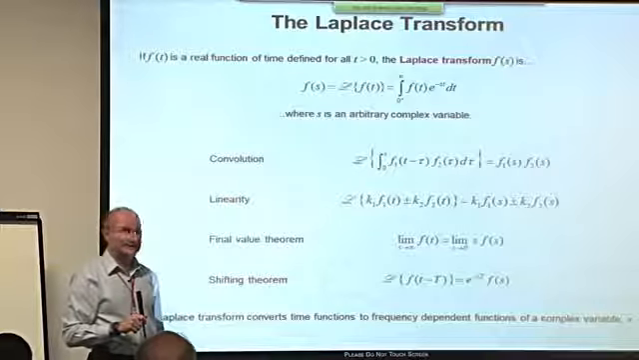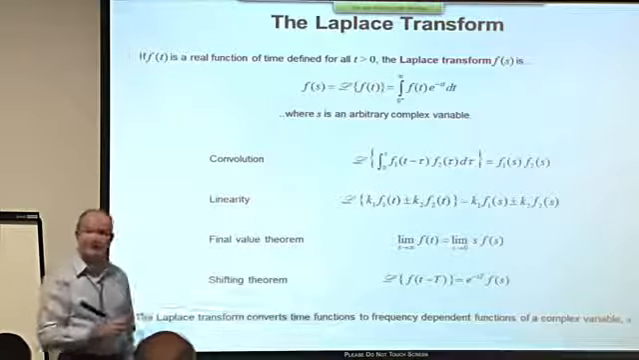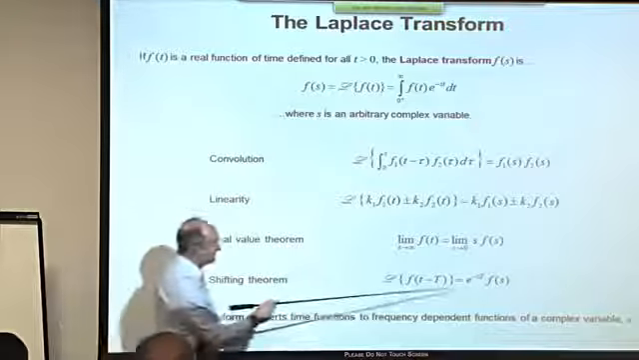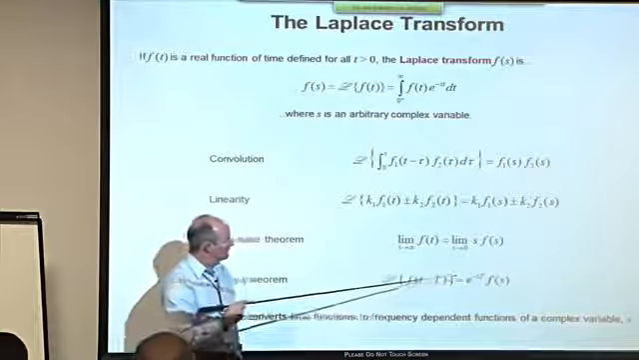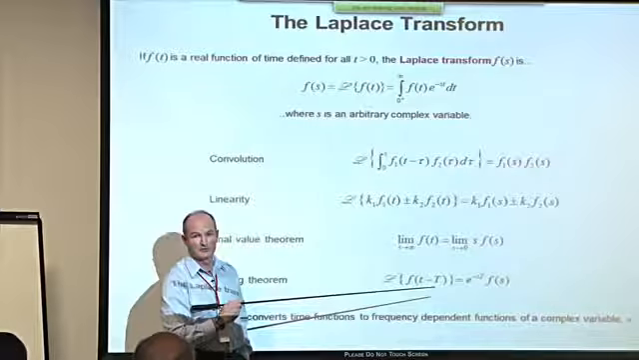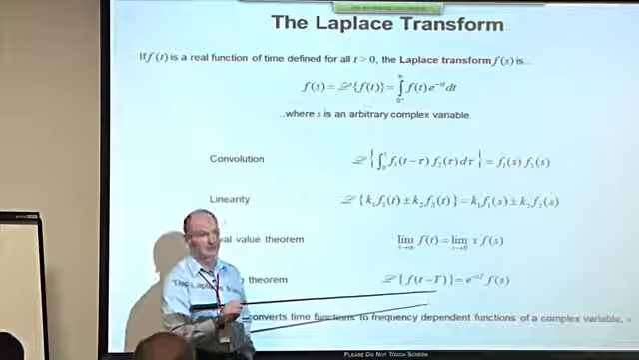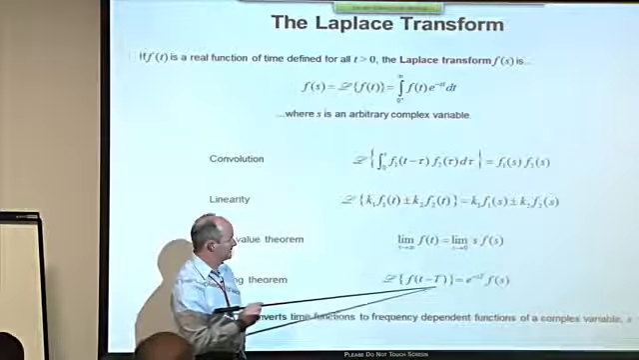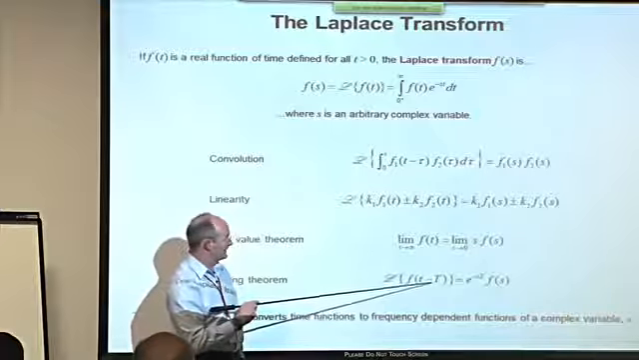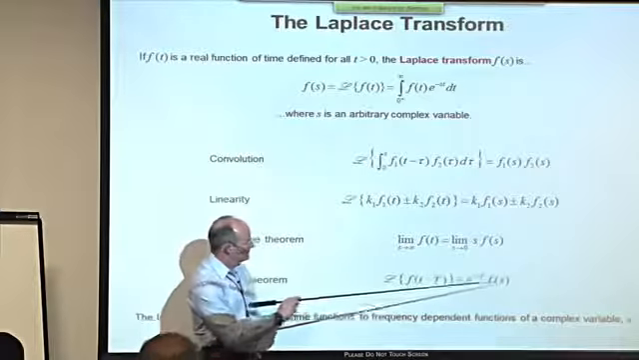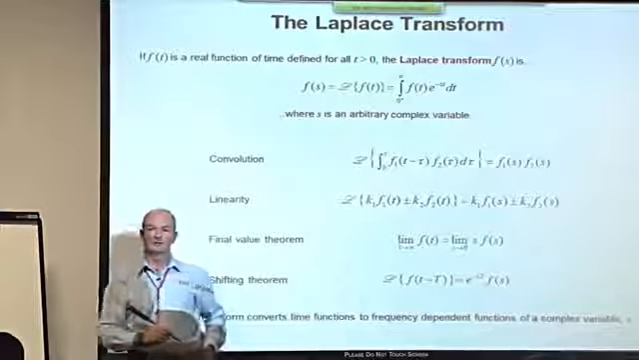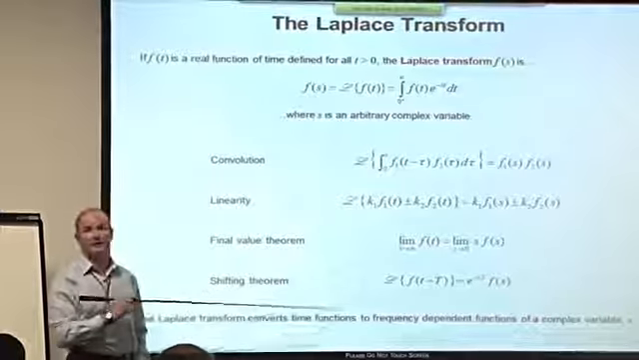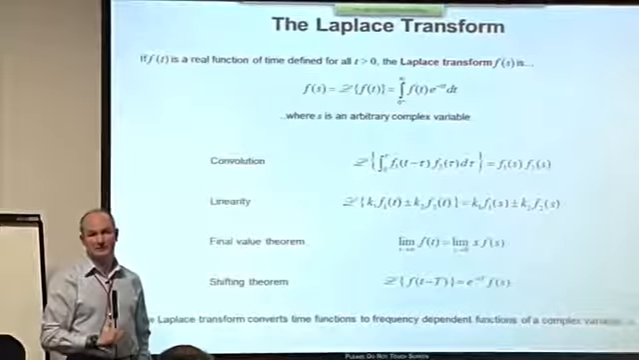And the final property here is called the shifting theorem, or the time shifting property, which tells us how the Laplace transform changes if we apply a time delay or a time advance to a function of time. So in this case, it's a time delay by a fixed amount capital T, and the Laplace transform is changed by being pre-multiplied by e to the minus sT. This will be particularly important later today when we do discrete time systems.